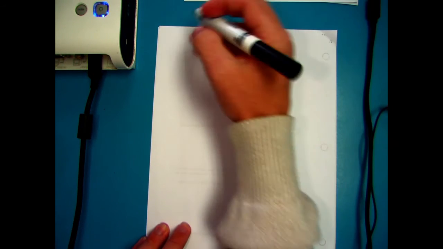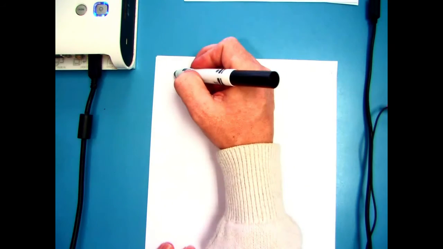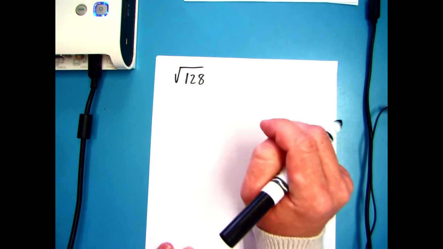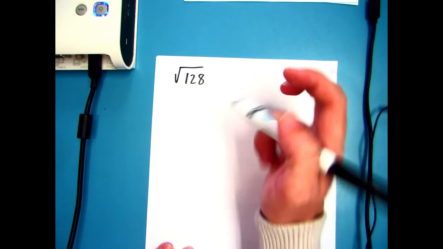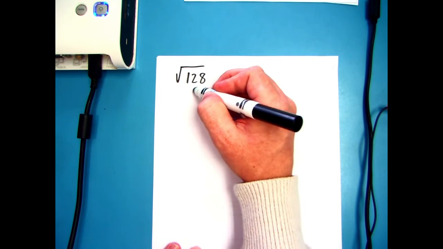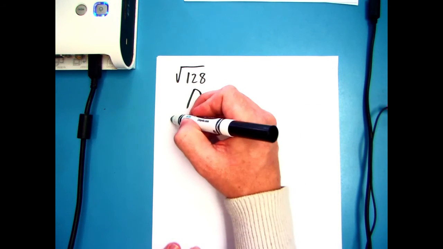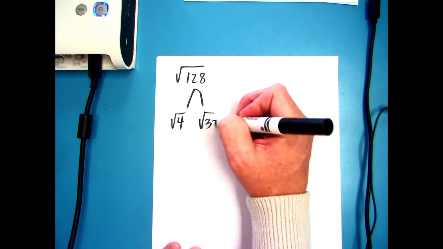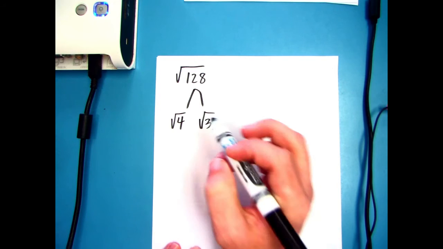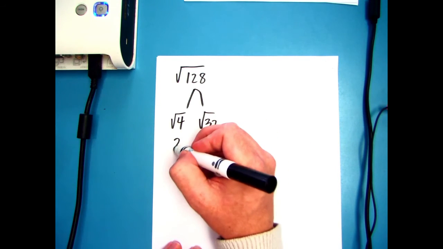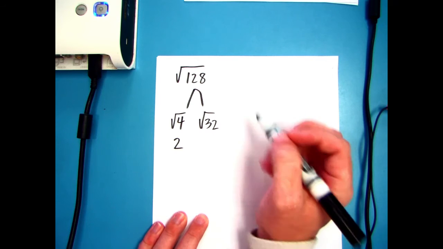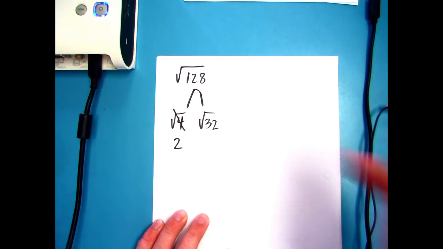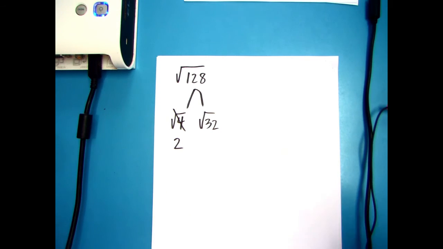Here's another example. The square root of 128. Again, we're going to make a factor tree, and you want to think of factors that are perfect squares. One that's used a lot is square root of 4. That's a nice number that goes into 128. So square root of 4 times square root of 32. Square root of 4 can be reduced to 2. So now we're left with square root of 32.